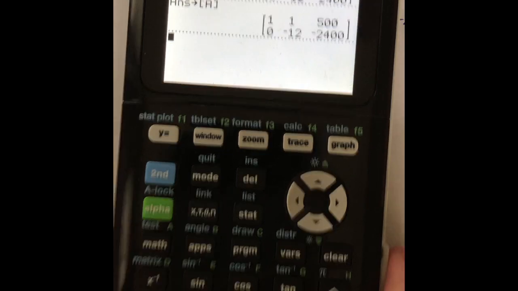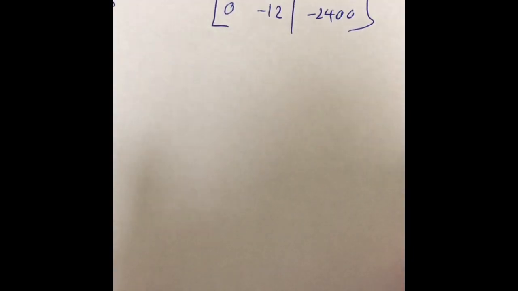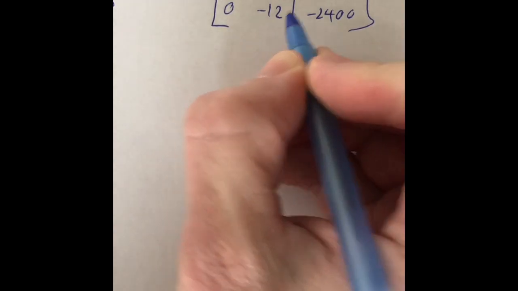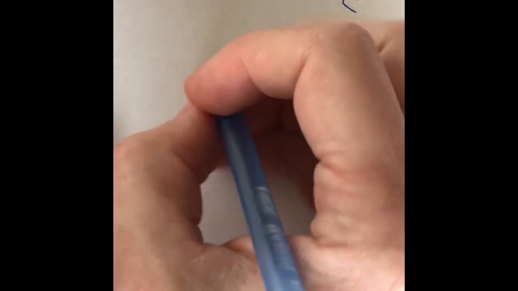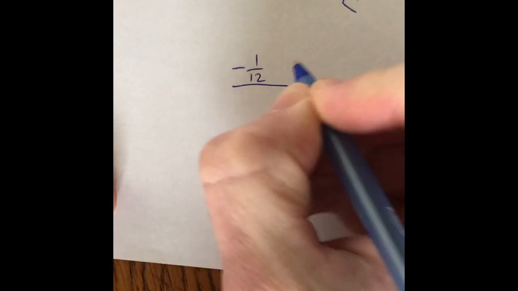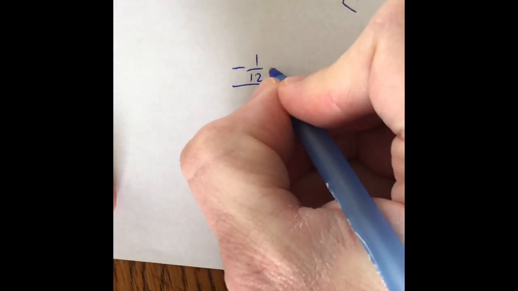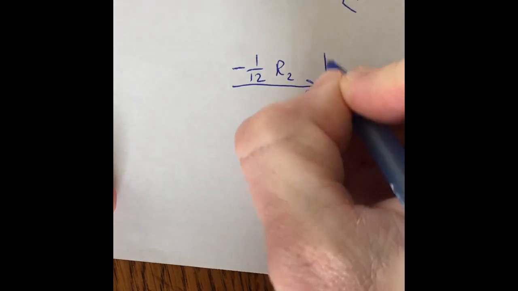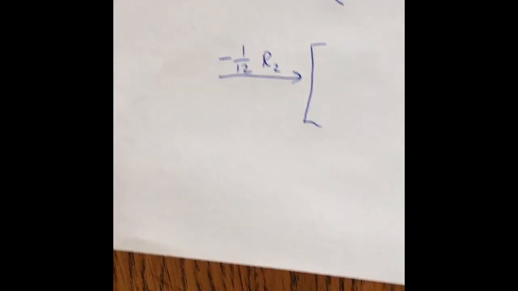Okay, so what we're going to do at this point is make this negative 12 become a 1. So how are we going to make negative 12 become a 1? Well, here's how we're going to do that. We're going to multiply row 2, because that's where negative 12 is located, by the reciprocal of negative 12, which is negative 1/12. So negative 1/12 times row 2 will generate our new matrix.